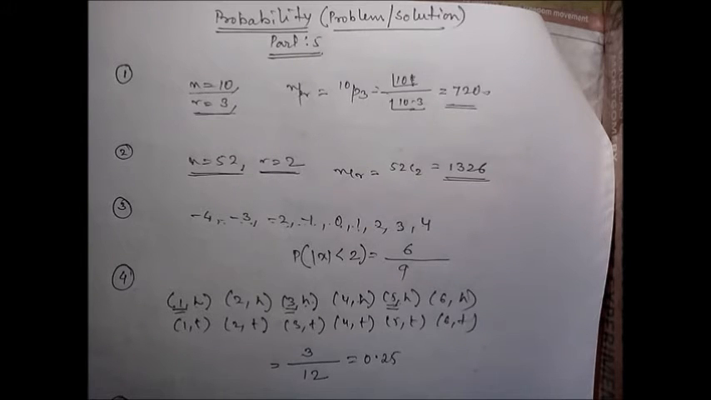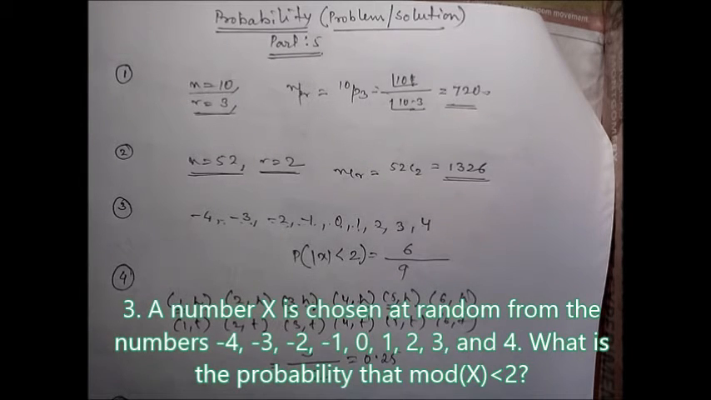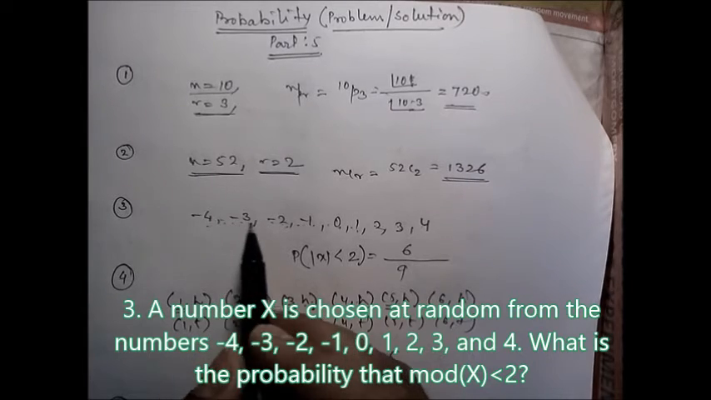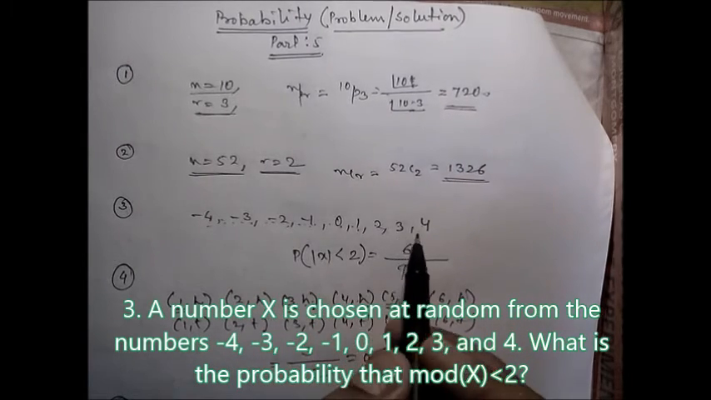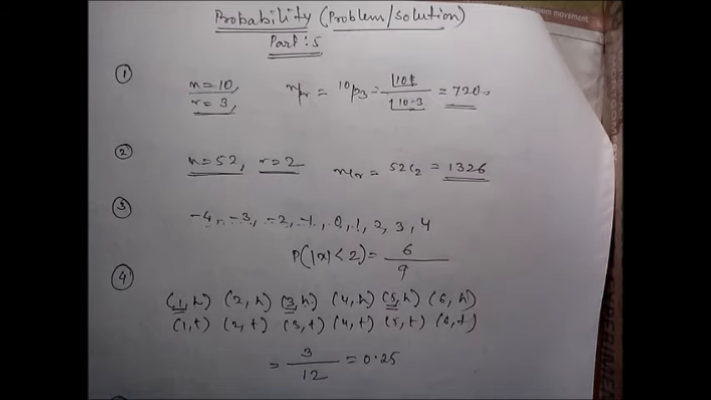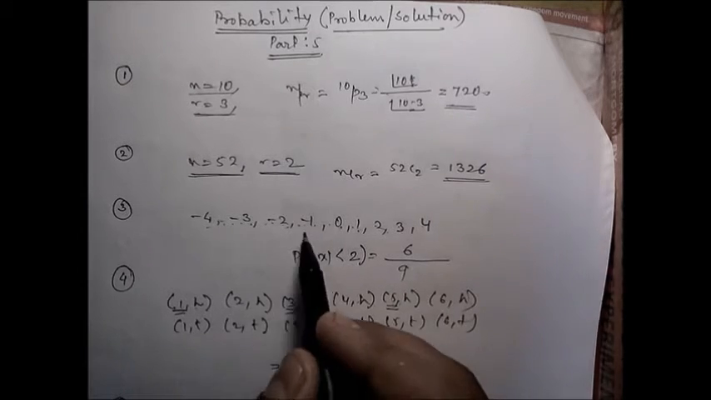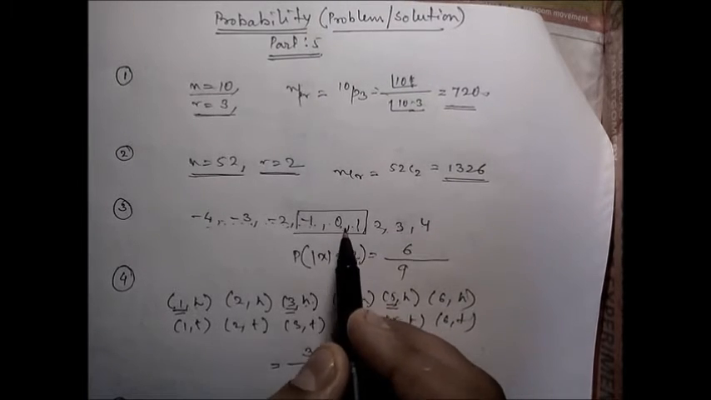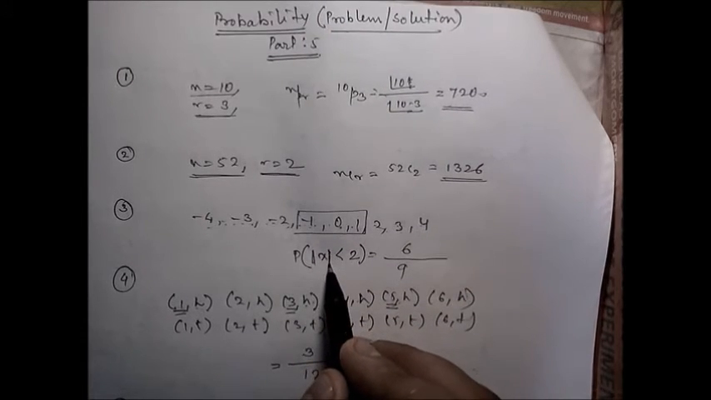Okay. Next problem. Third problem. A number x is chosen at random from the numbers -4, -3, -2, -1, 0, 1, 2, 3, 4. What is the probability that mod x is less than or equal to 2? Okay, so for mod x less than or equal to 2, the answer is only these three: 1, 0, -1, because it is mod x, not only x.